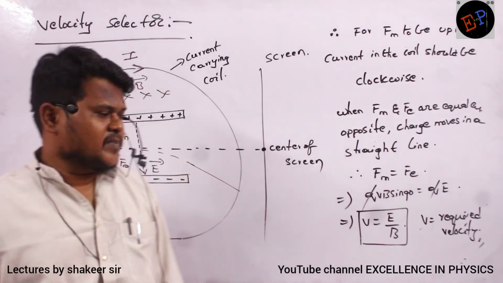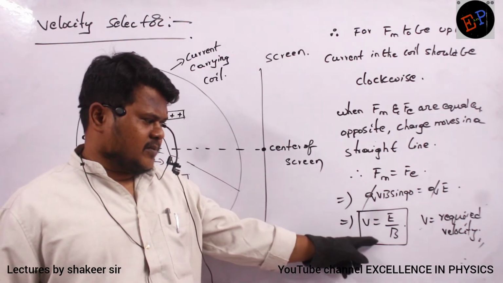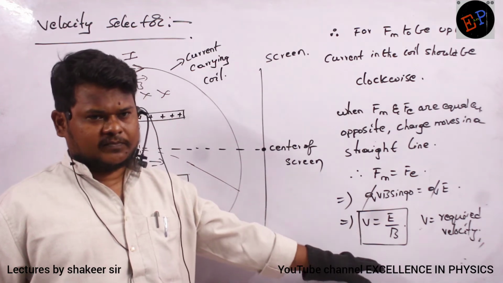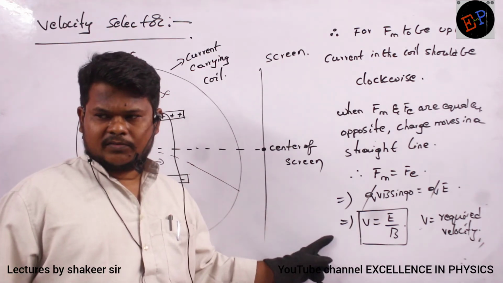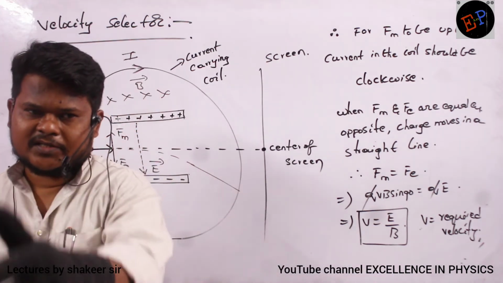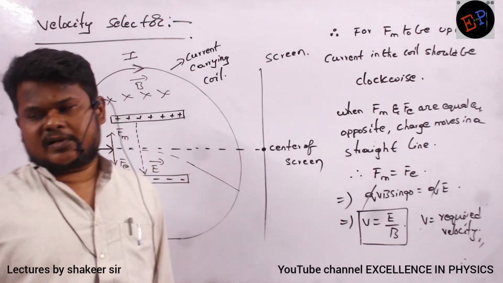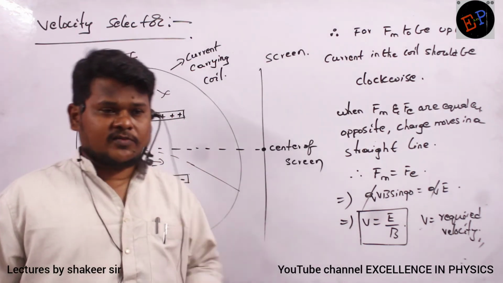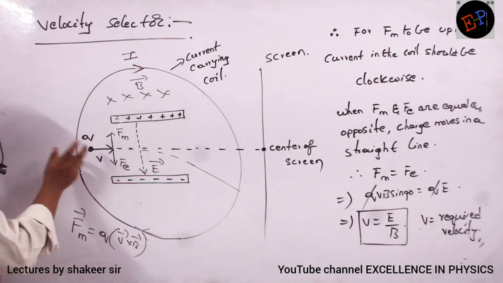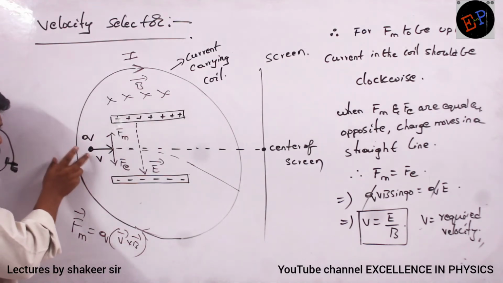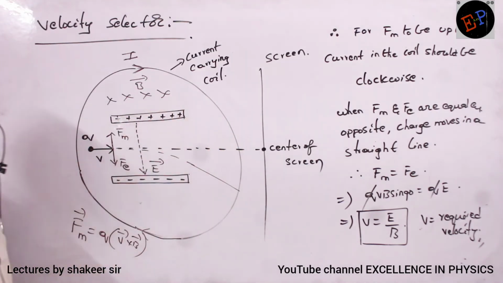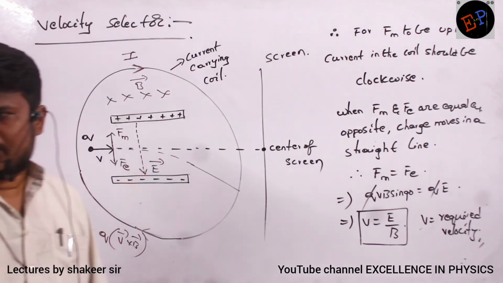Are you able to understand? So magnitudes of electric field and magnetic field you are supposed to divide. Then you will get some velocity. Charge should move with that velocity. Then it will move in a straight line. So for velocity selection, what I will do, I will give a suitable velocity here so that it passes without any deviation. That's it. Are you able to understand?